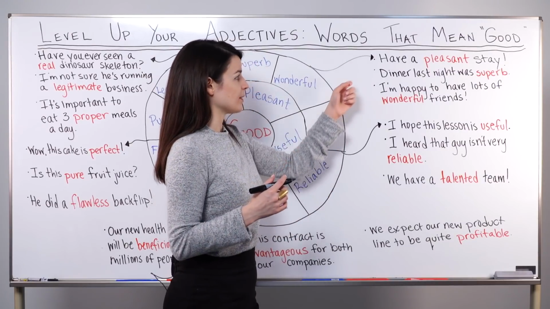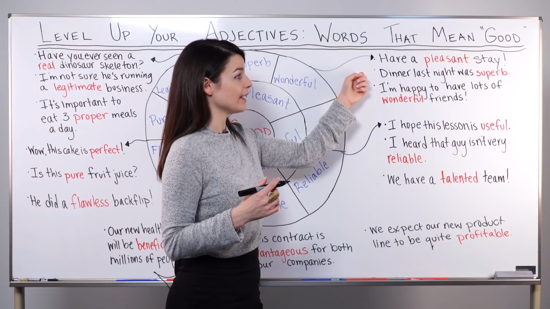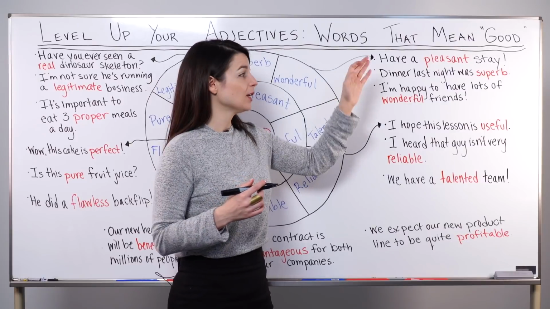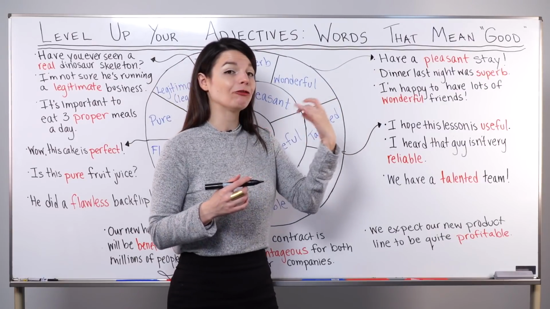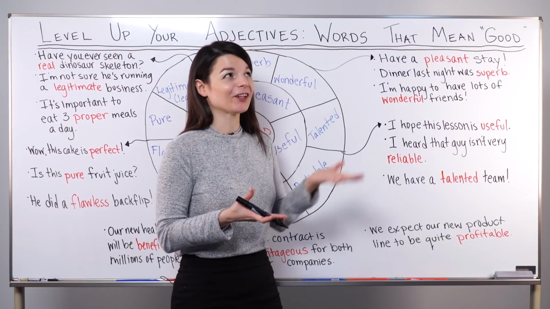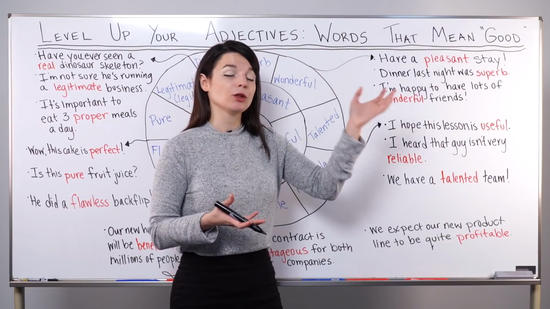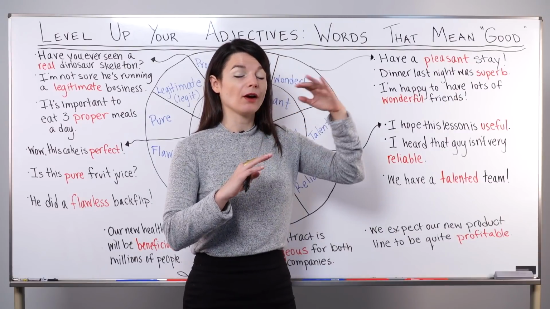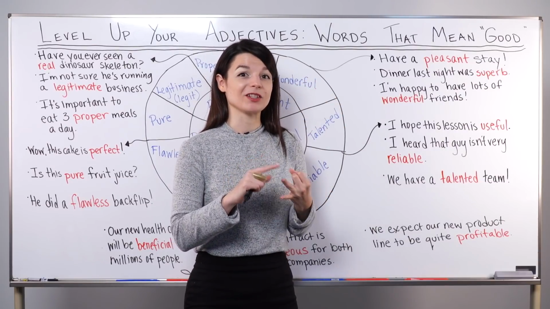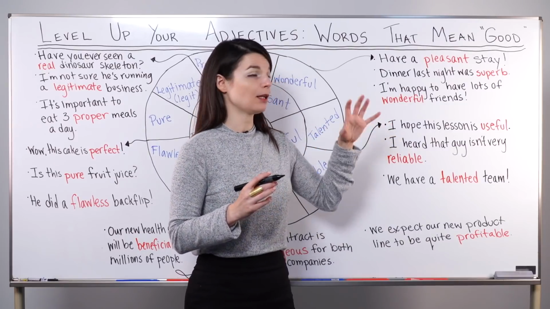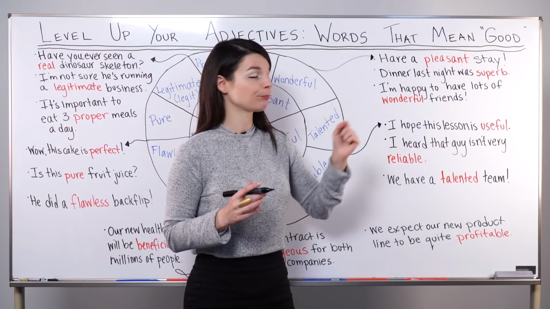The next example sentence, dinner last night was superb. So we want to express kind of formally that dinner was good, but a better word than good is superb. Using superb here suggests that the dinner was very, very good and maybe kind of expensive, maybe somewhat formal. So we use superb in more formal situations.